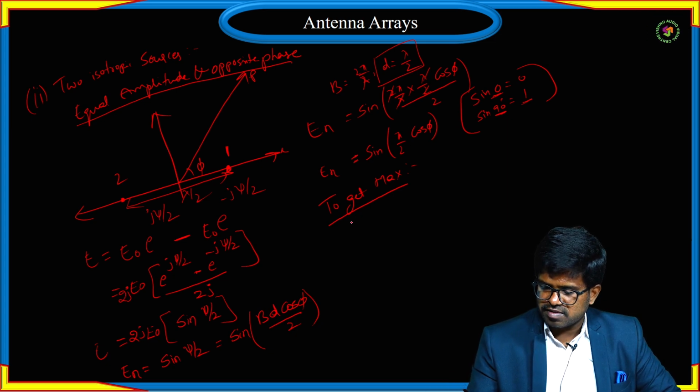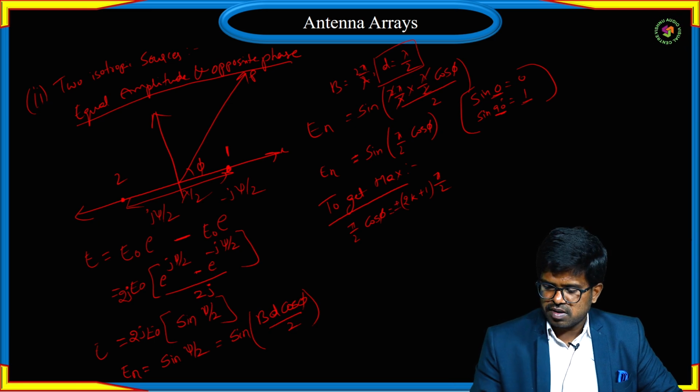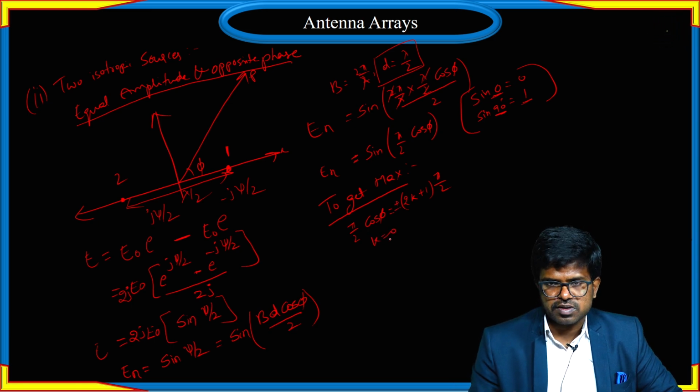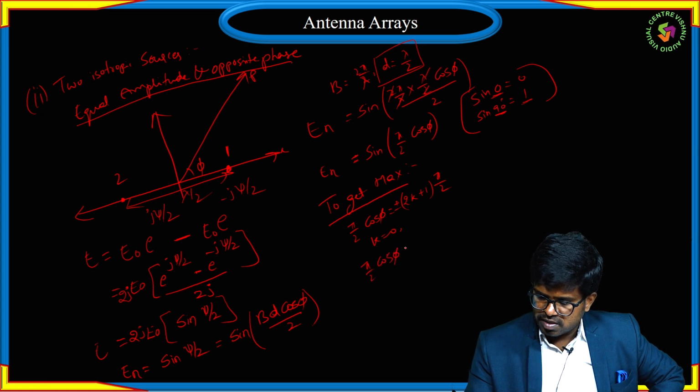So to get maxima, pi by 2 cos phi is equal to 2k plus 1 into pi by 2. This is what we have to substitute. Then we substitute k equal to 0, the initial value. If you substitute k equal to 0, the equation will come pi by 2 cos phi is equal to pi by 2.